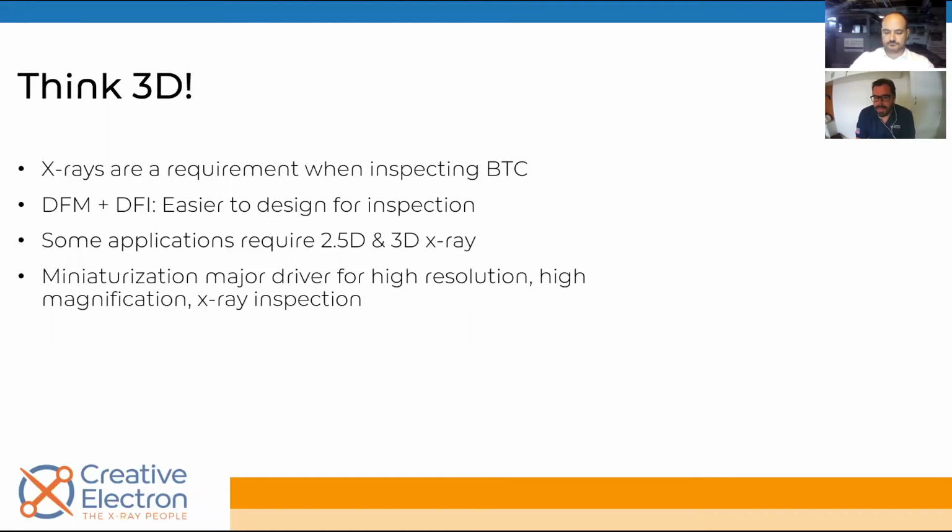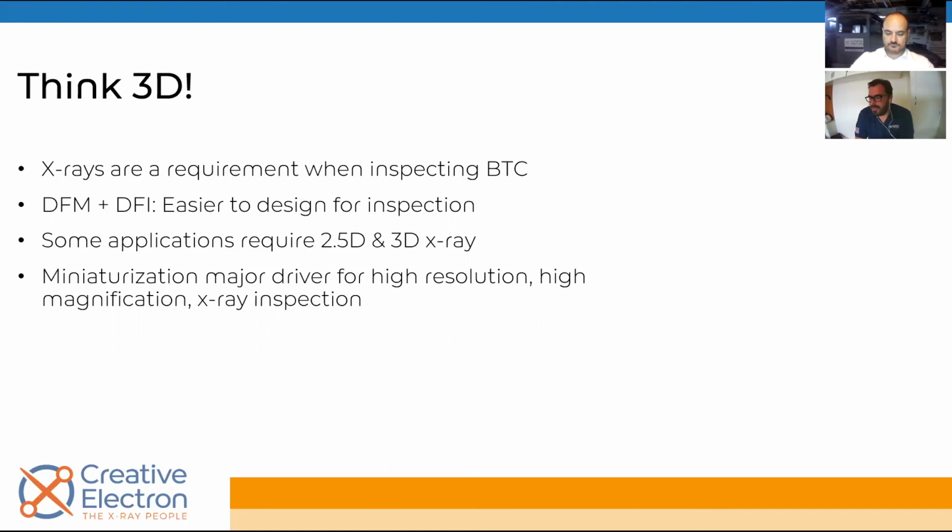There are going to be some applications that require 2.5D and 3D X-ray. That's just the reality of it. 2.5D is not complicated. It's just moving angles, moving either the camera or the sample, to get the side view that you want.